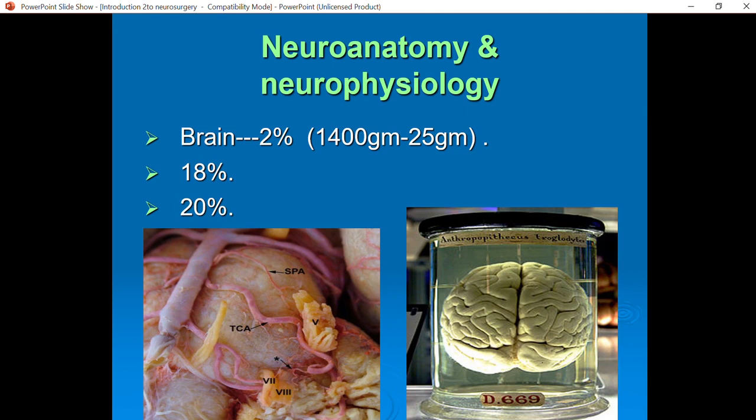You know, the brain is 2% of the body weight and it does extract 18% of the oxygen and 20% of the cardiac output. The actual weight of the brain is 1,400 grams, but floating in the CSF, it's only 25 grams.